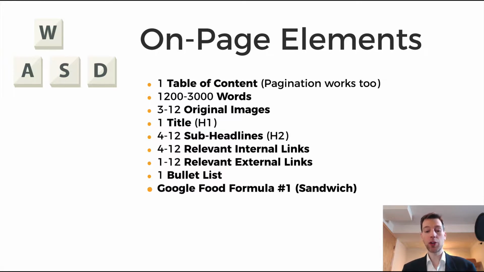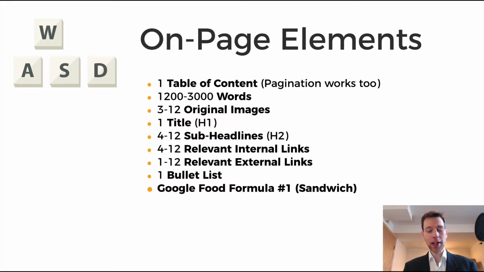Next, we're going to have 4 to 12 internal links, 1 to 12 external links, and one bullet list. That's kind of an optional thing. It's my little secret spice. And I'm going to show you how to put some Google sandwiches. So the Google Food formula, the sandwich formula, I'm going to go over that as well. So I just want to give you a general overview of where we're going. I'm going to break it down.